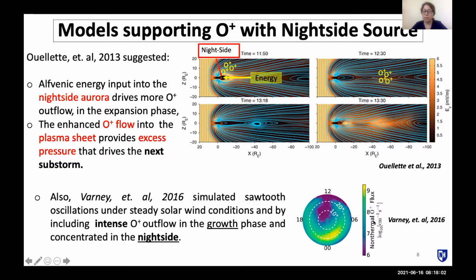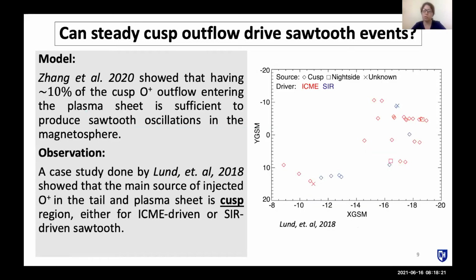In another model, Varney included oxygen outflow in the growth phase, which its concentration was in the night side region, and he could simulate Sawtooth oscillation. His model was under steady solar wind conditions. But we have another paper which shows that having only 10% of cusp oxygen outflow in the plasma sheet is sufficient to have Sawtooth oscillations.